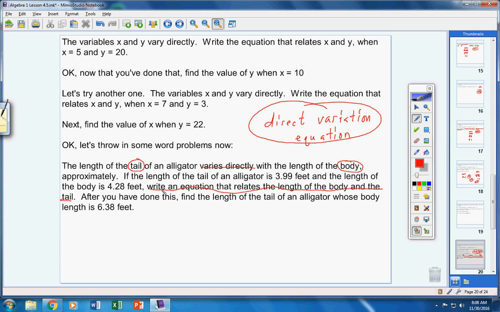Now hold it. What do we know about the body and the tail? They vary directly. So if I'm going to write an equation that relates the body and the tail, then I know I'm going to write a direct variation equation because the tail and the body vary directly. So take this sentence right here, or this phrase if you will. Take this phrase right here.